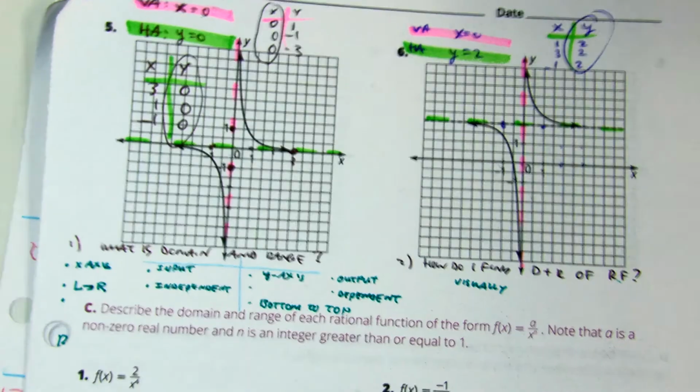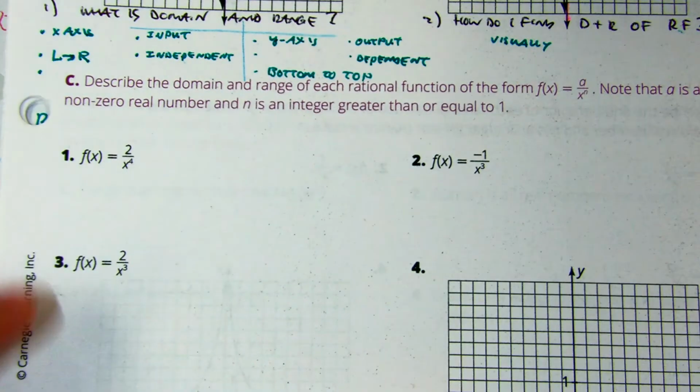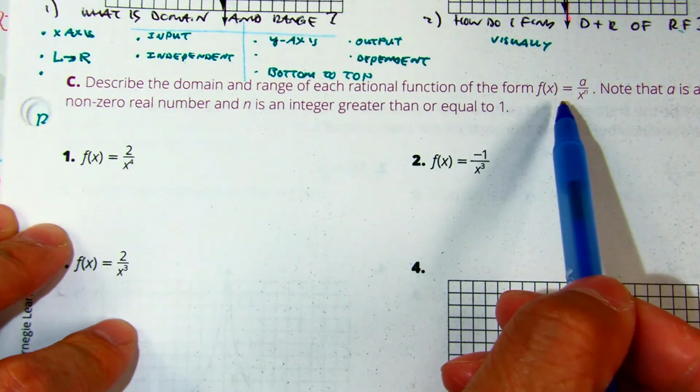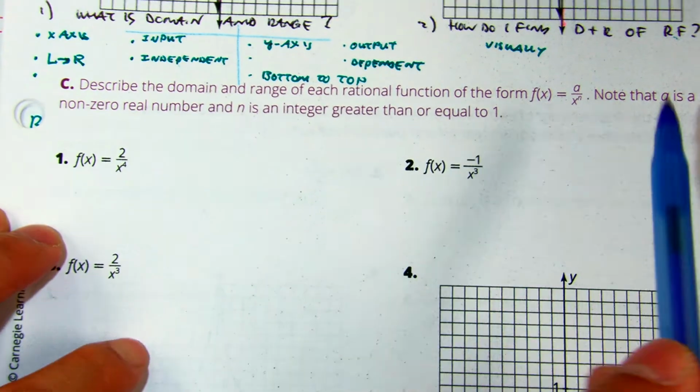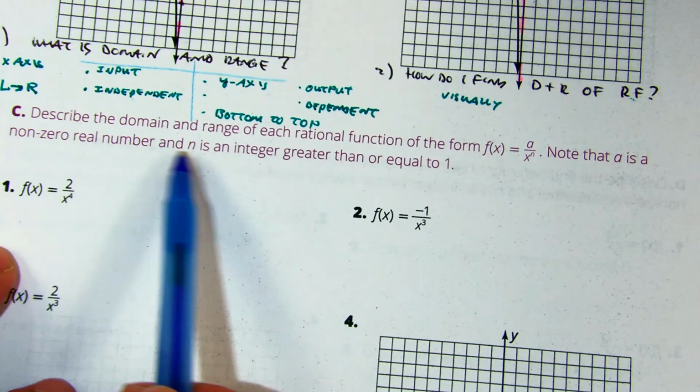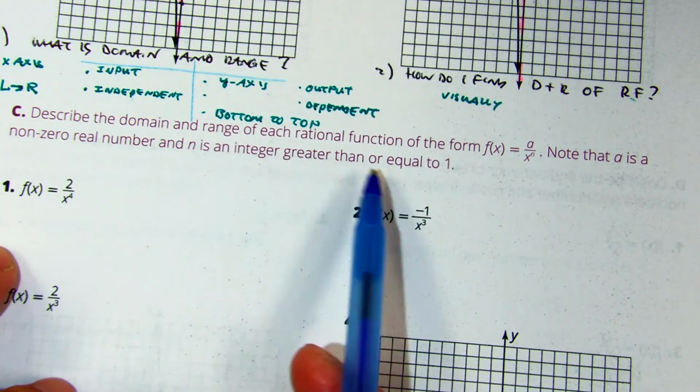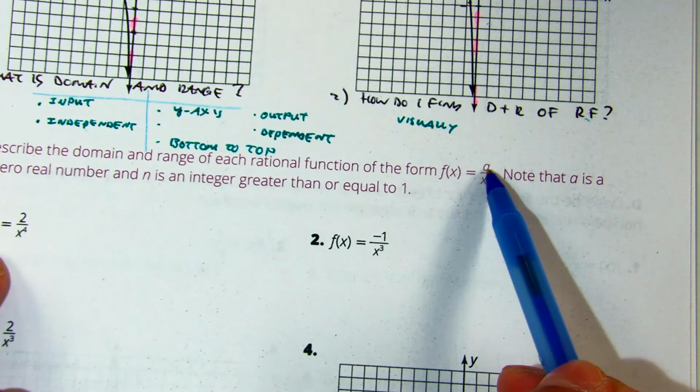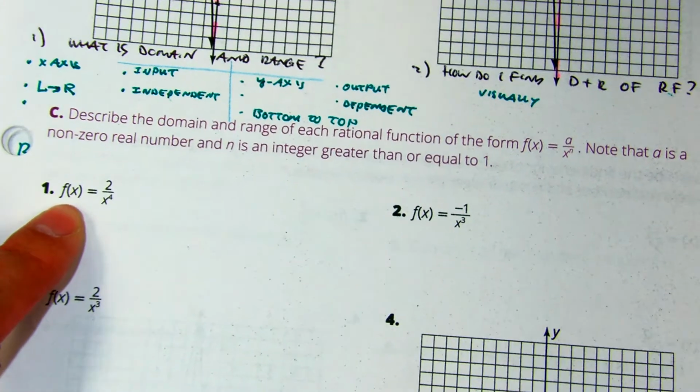Describe the domain and range of rational functions in the form of f of x equals a over x to the n power. Note that a is a non-zero real number and n is an integer greater than or equal to 1. So you're just saying a is going to be equal to 1 and you'll have x to the something power. Here I have f of x equals 2 over x to the 4th.